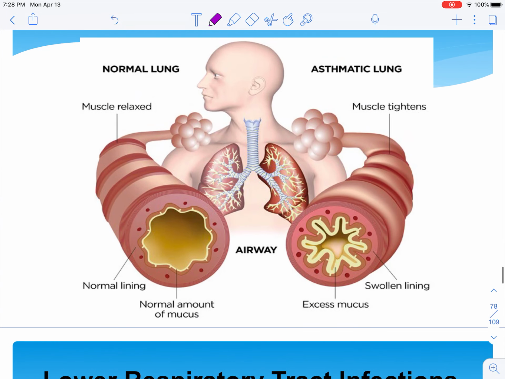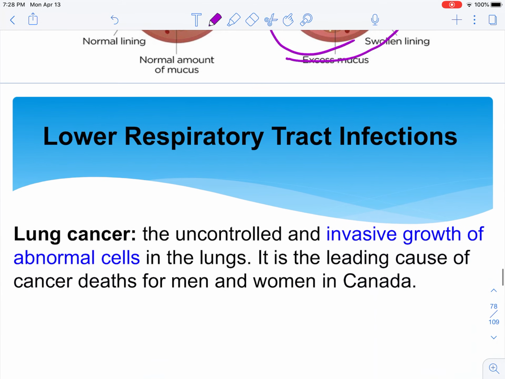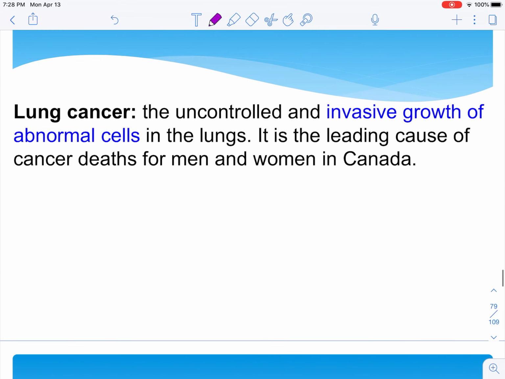And when the airway closes, when the trachea and bronchi, bronchioles close and get swollen and get extra mucus, you can see how it's much harder to move air through the airway.